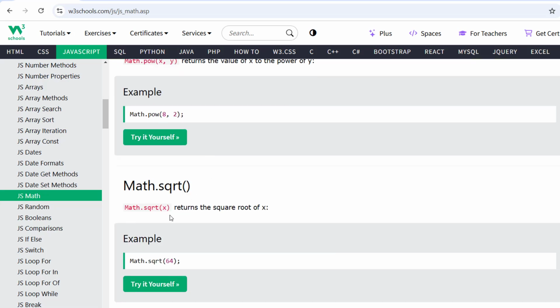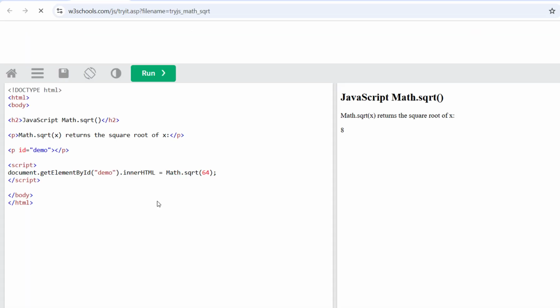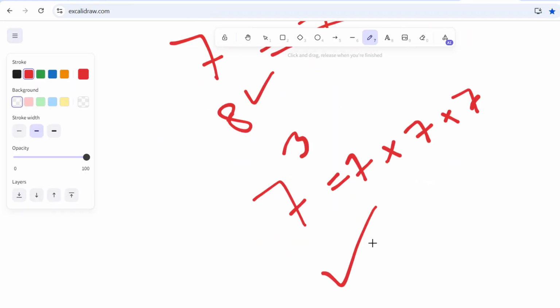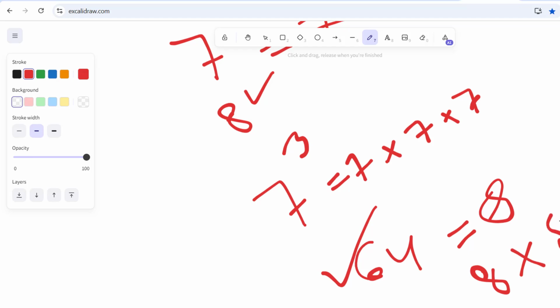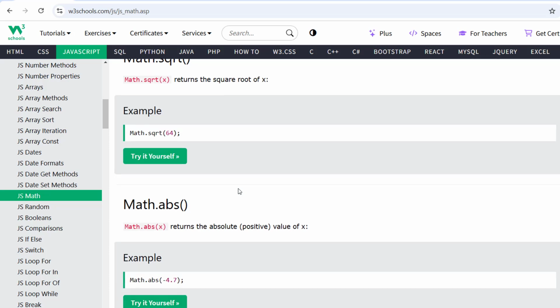Math square root. So this is the square root of 64. What is happening? The square root of 64 is 8, or you can say 8 into 8 equals 64. This is also simple everyday math, primary or high school math.